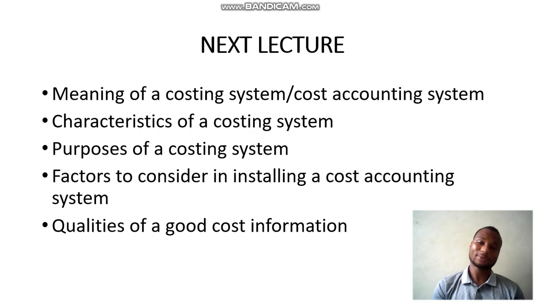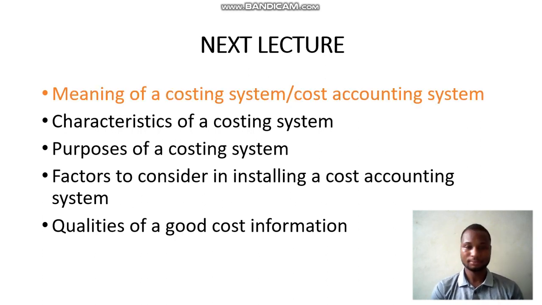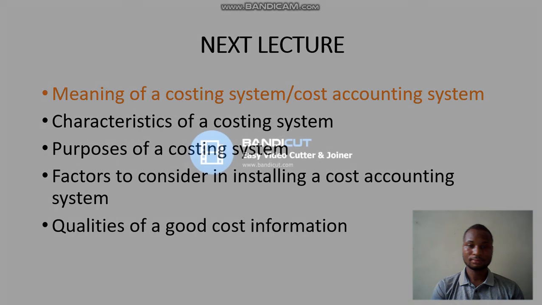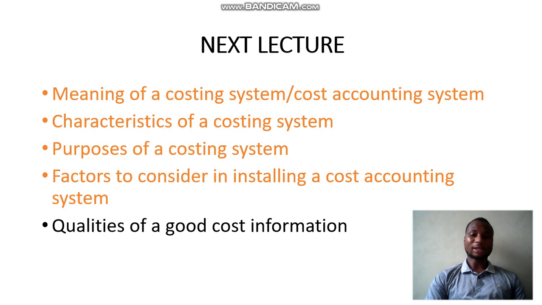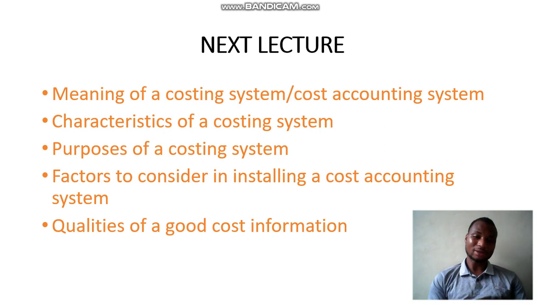Therefore, in our next lecture, what do we intend to do? We will have to look at what a cost accounting system is. What is the meaning of a cost accounting system? We will also be looking at the characteristics of a costing system. What are the features of a costing system? So remember, a costing system is the same as a cost accounting system. Then the purposes of a costing system, the factors to consider in installing a cost accounting system, and then cost accounting information and qualities of good cost accounting information.